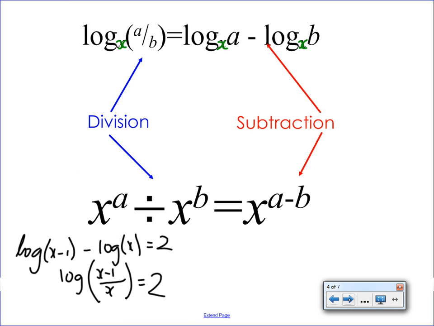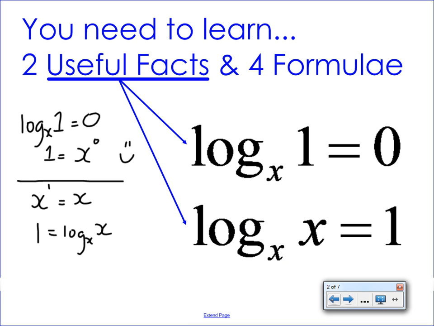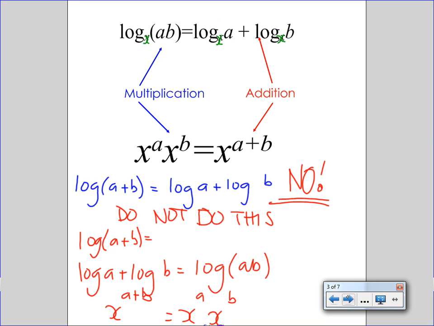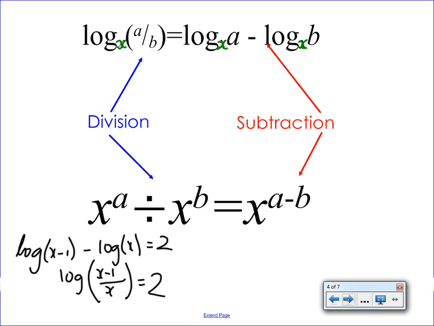Okay, so that's 2 of your formulae. Got useful facts. Useful fact 1, useful fact 2. Formula 1, log AB is log A plus log B. Formula 2, log A over B is log A minus log B.